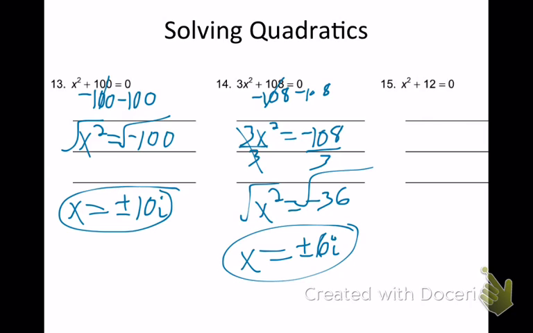And 15, what did I do for 15? Dennis, what'd you do? Minus 12 over. So minus the 12. So x squared equals negative 12.